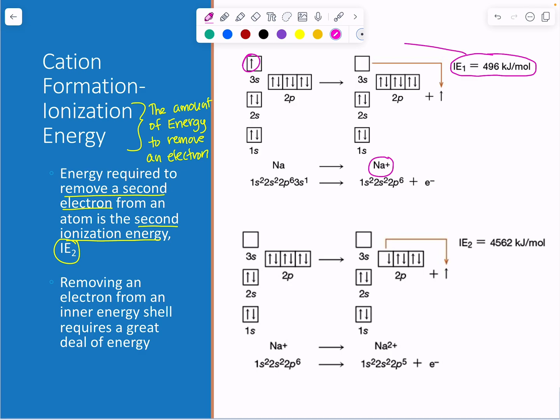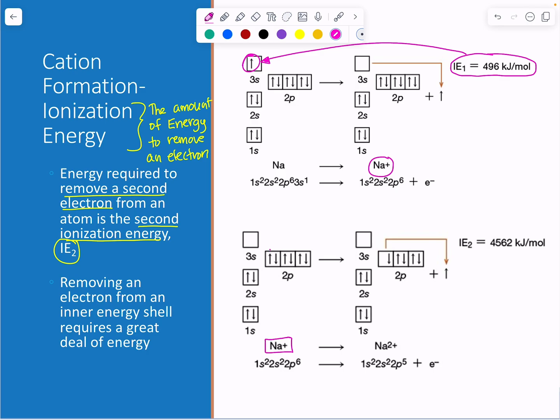Okay, so if I put in this amount of energy, I can pull that electron out of that 3s orbital and send it to some other atom. Now, if I'm starting with a sodium ion, what I'm interested in is taking away one of these electrons in this nicely completely filled 2p orbital. It's going to take a whole lot more energy to do that.